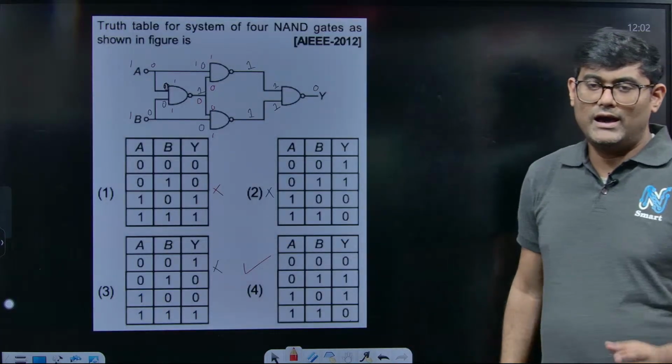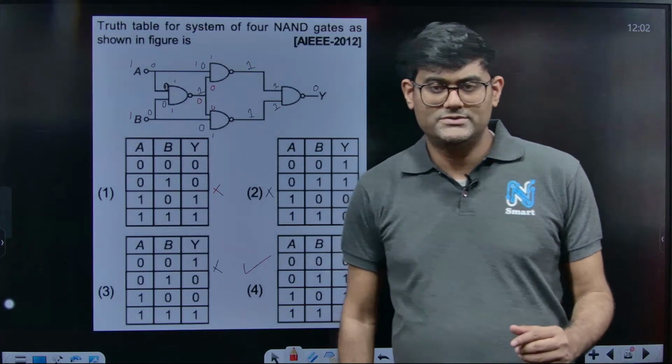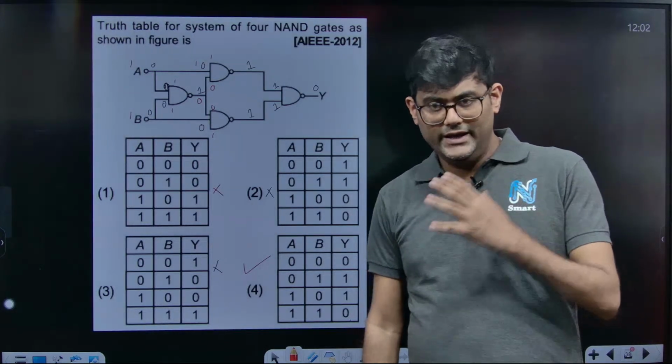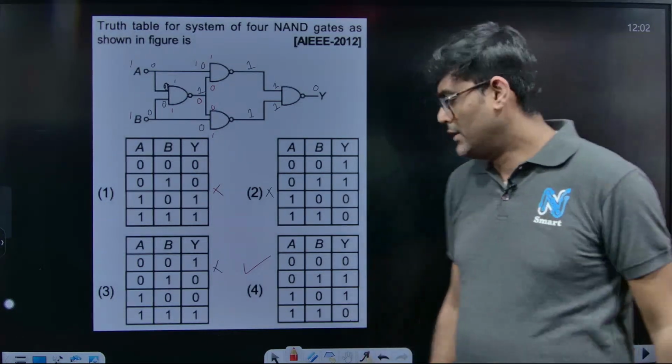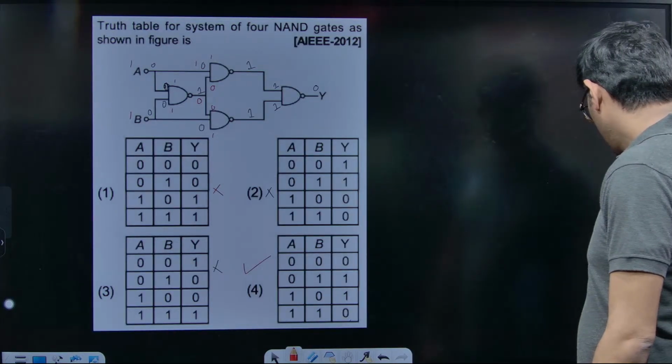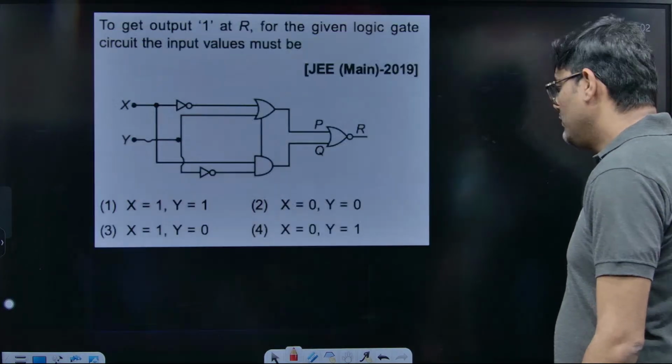Look, it will hardly take 2 to 3 minutes to solve this question, but you have to focus on the gates and their truth table. Let's move to the next question.